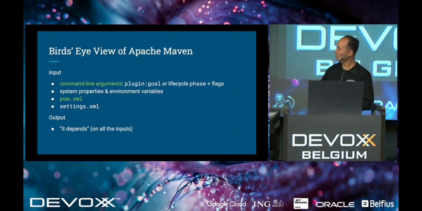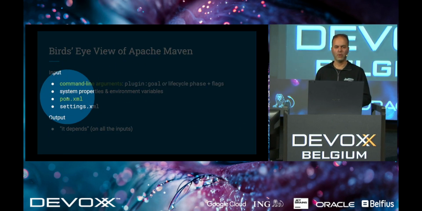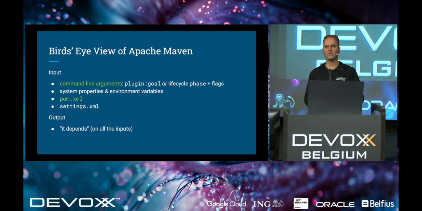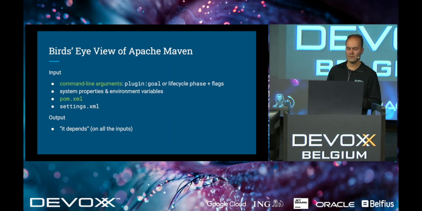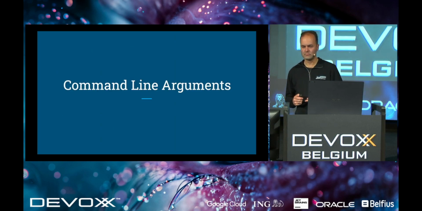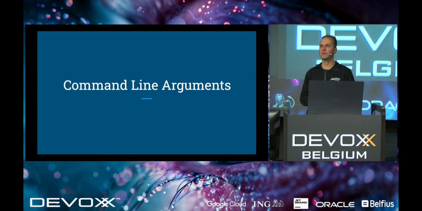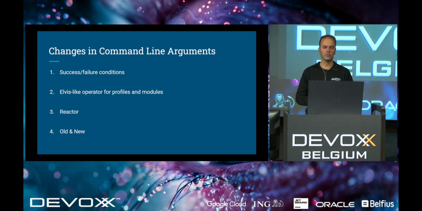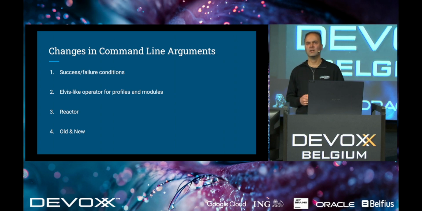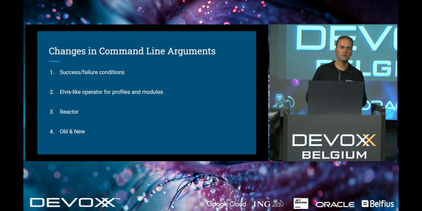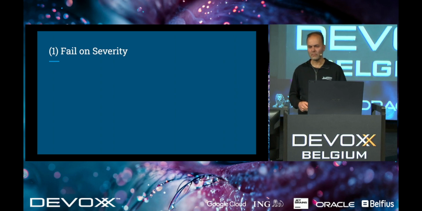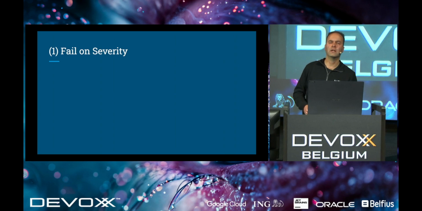So I've highlighted two things, the command line arguments and the pom.xml. Why? Because they will change with Maven 4. There are changes there that require some attention. So let's start with the first, the command line arguments. There are changes to be expected there, and we can divide them in 4 groups: success and failure conditions, profile and module activation, the reactor itself, and then a few other things that are either added or removed. Let's start with the first group, the failure-related stuff.